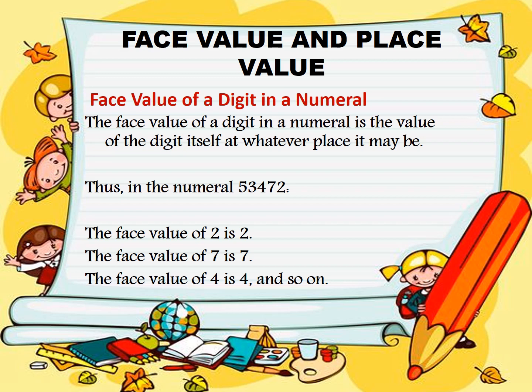Face value and place value. Face value of a digit in a numeral is the value of the digit itself at whatever place it may be. Thus, in the numeral 53,472, the face value of 2 is 2, the face value of 7 is 7, the face value of 4 is 4, and so on.